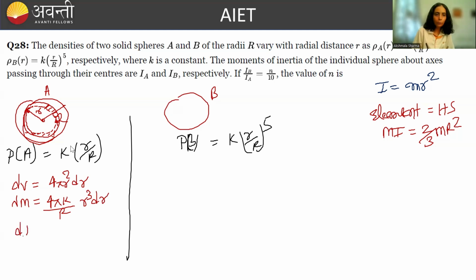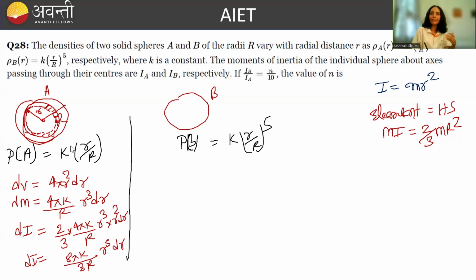Now what will be the dI, the moment of inertia of this small element? The moment of inertia of this small element will be 2/3 m r square, where m is dm here. So that is 4 pi k by r into r cube dr, into r square, so again an r square here, and then dr. So what value are we going to get? 8 pi k by 3 r, and this is r to the power 5 dr. So if we have to calculate the whole moment of inertia, we will do the integration.